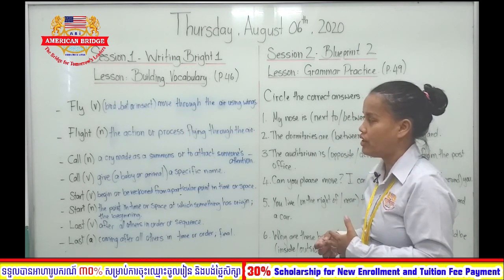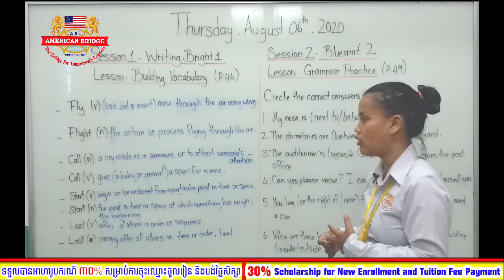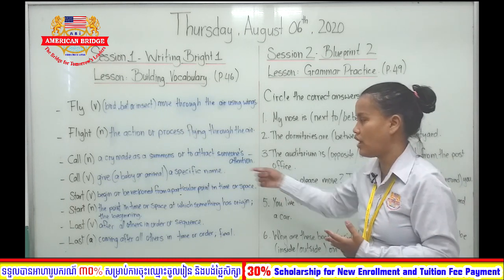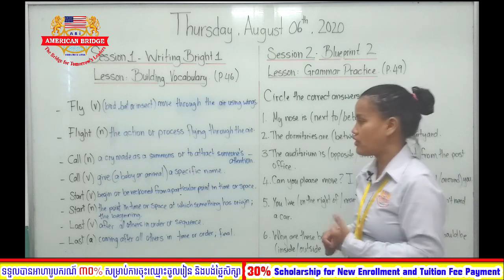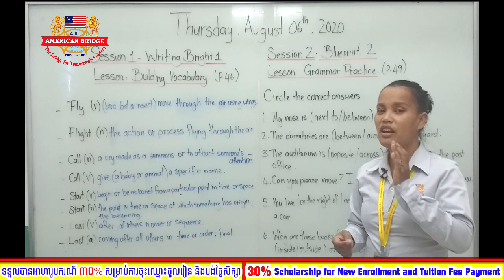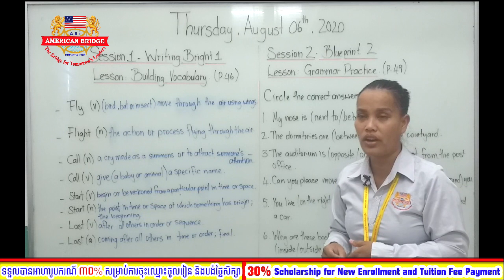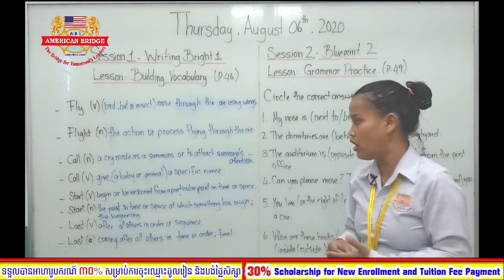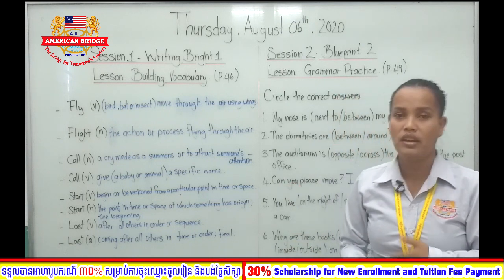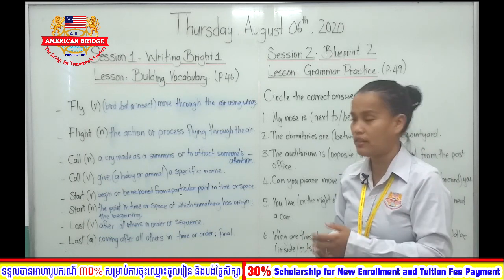All right, number 3. Call. Now there are 2 types of call. There's a verb and a noun. The noun is a cry made as a summons or to attract someone's attention, okay? So for example, she called me very loudly early in the morning, Sabia, Sabia, okay? So call means to make a lot of noise to attract someone's attention. Another call is a verb. It's to give a baby or animal a specific name. So for example, my cat's name is Max. I give my cat a specific name. I call her Max.